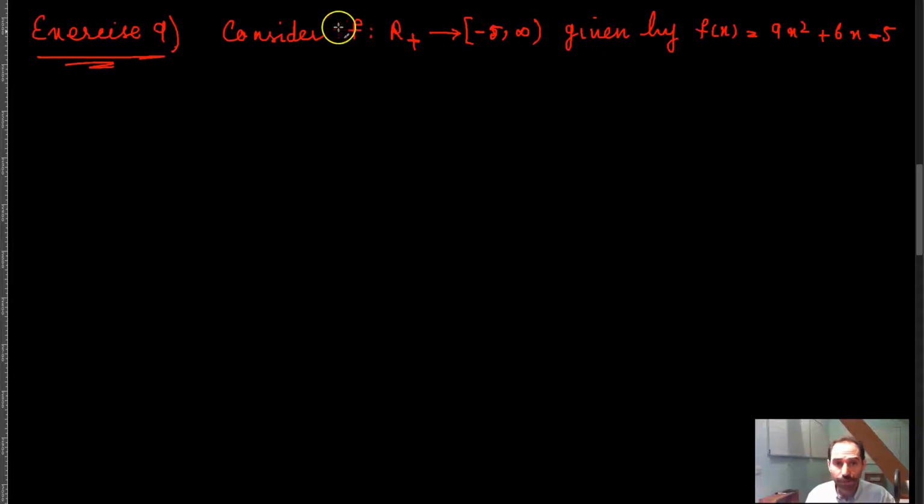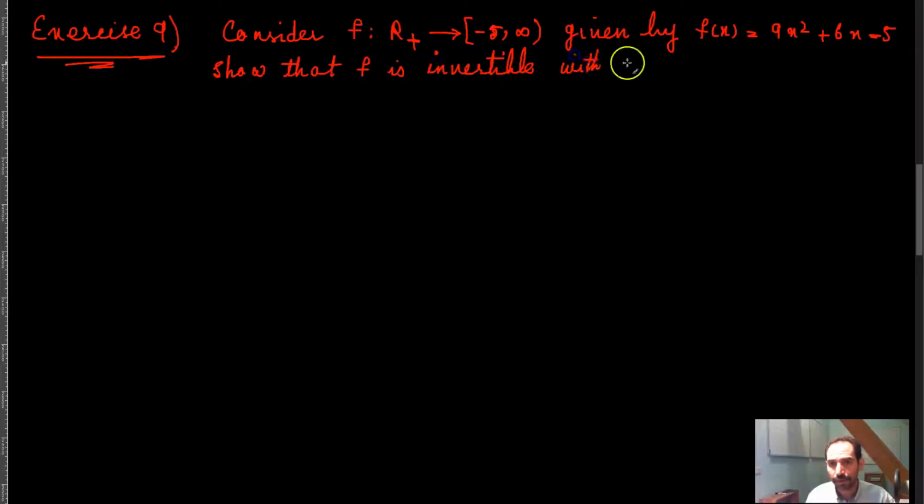I want to show that f is invertible with f inverse of y is equal to the square root of y plus 6 minus 1 over 3.